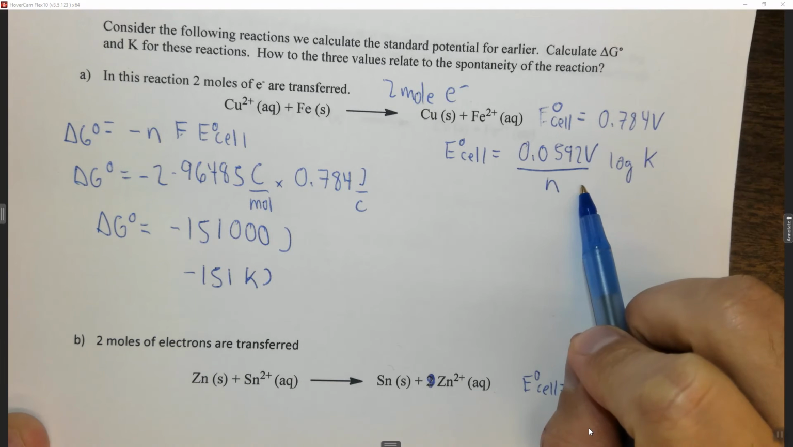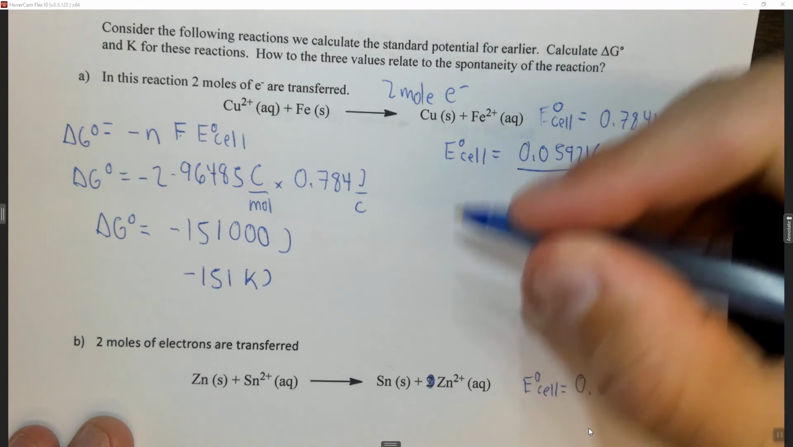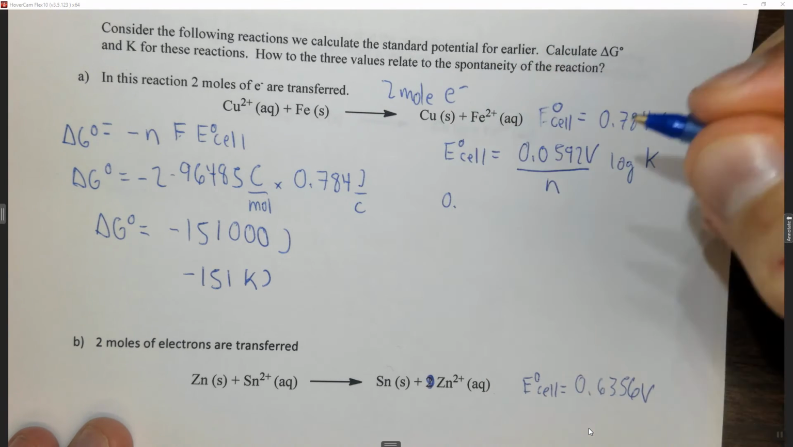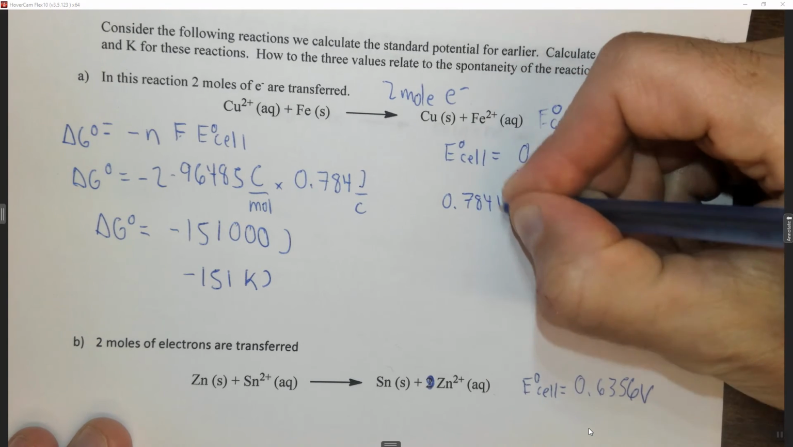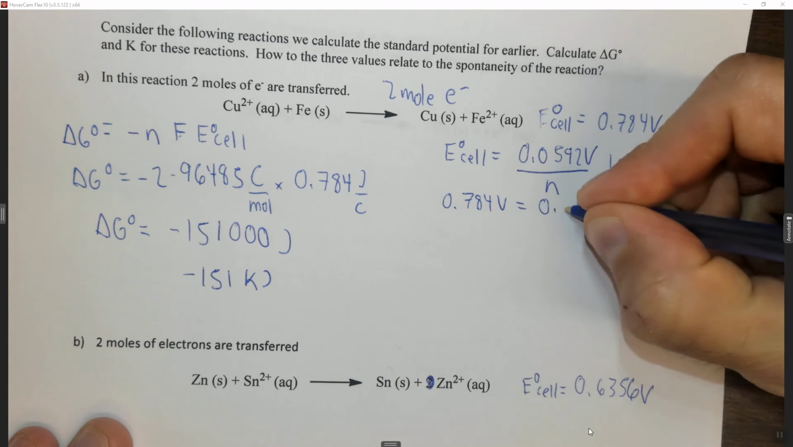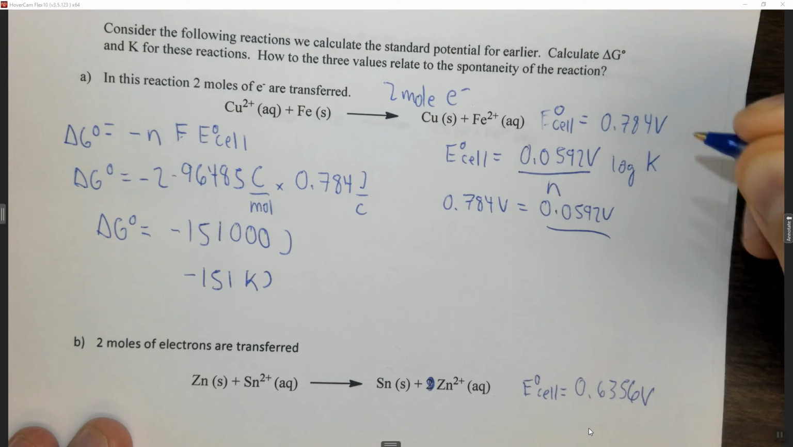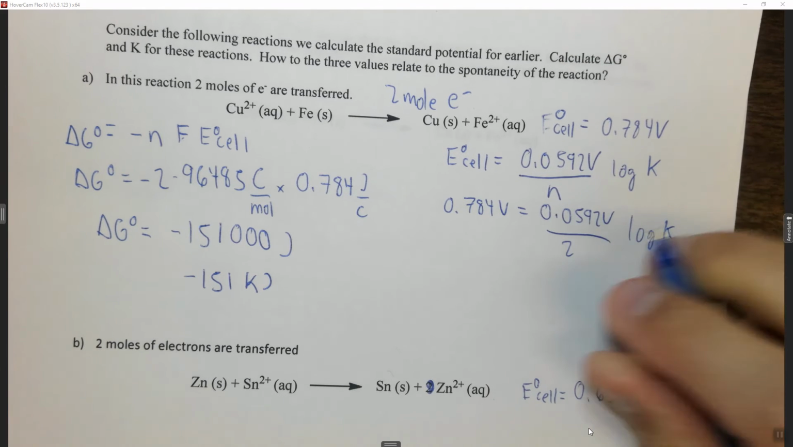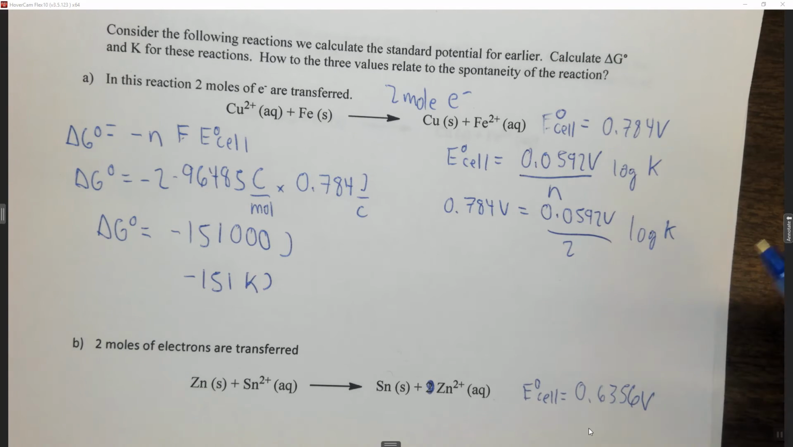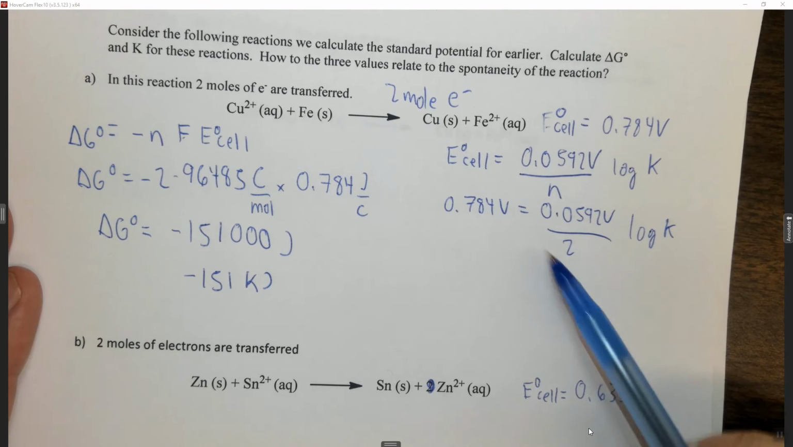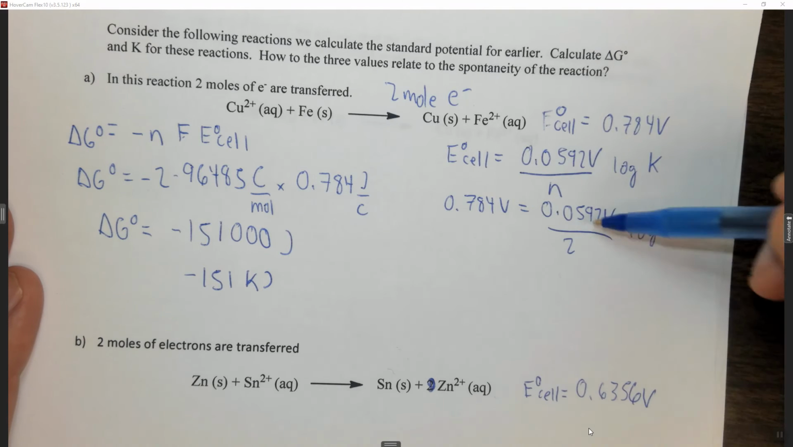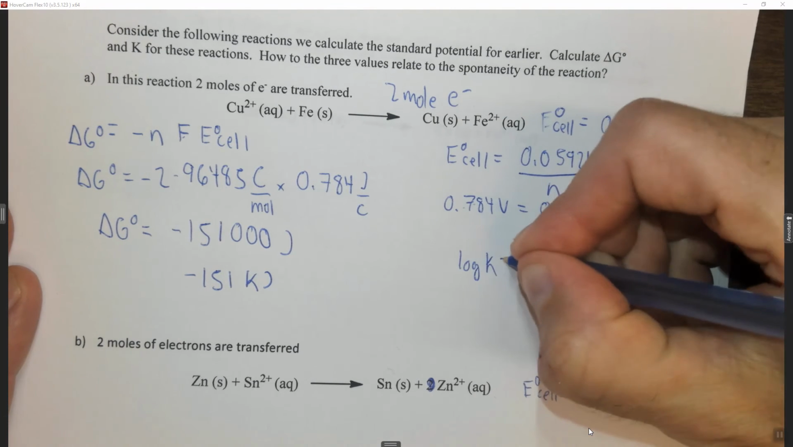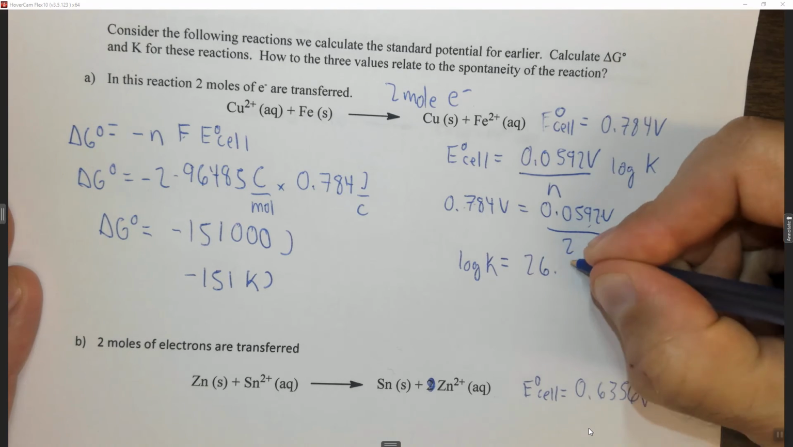Now how about this one? This one is very similar. We can plug in the E cell, which is 0.784 volts, equals 0.0592 volts over N. It's again 2 moles of electrons times the log of K. So in this case, we divide these out, and then divide this by the result of that answer. And what you find is that log of K is equal to 26.5.